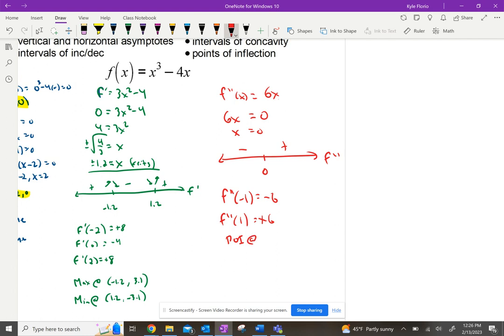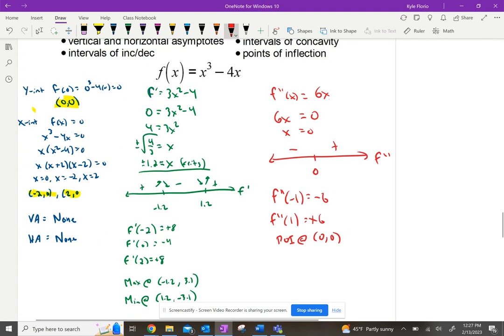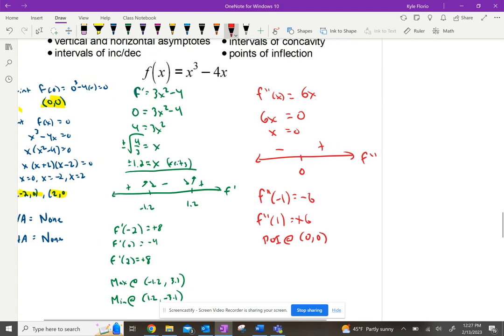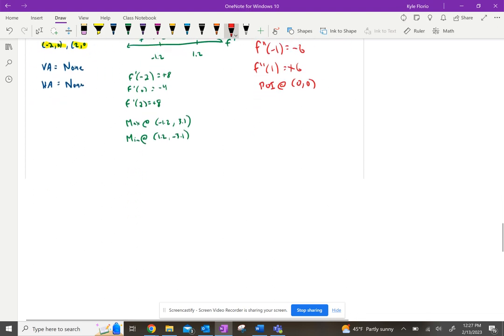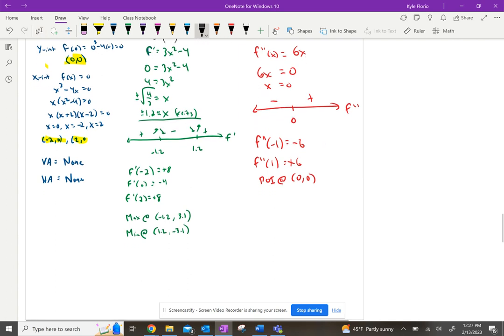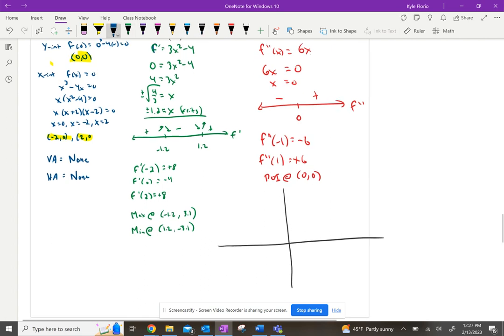So point of inflection when x is 0. Plug 0 into my original function, and you get 0, which is also where the x and y intercept are, which is fine. So the last step is just to graph it, and with all this information that we have, we can do so. And it's a cubic, so we kind of have an idea what it's going to look like anyways.